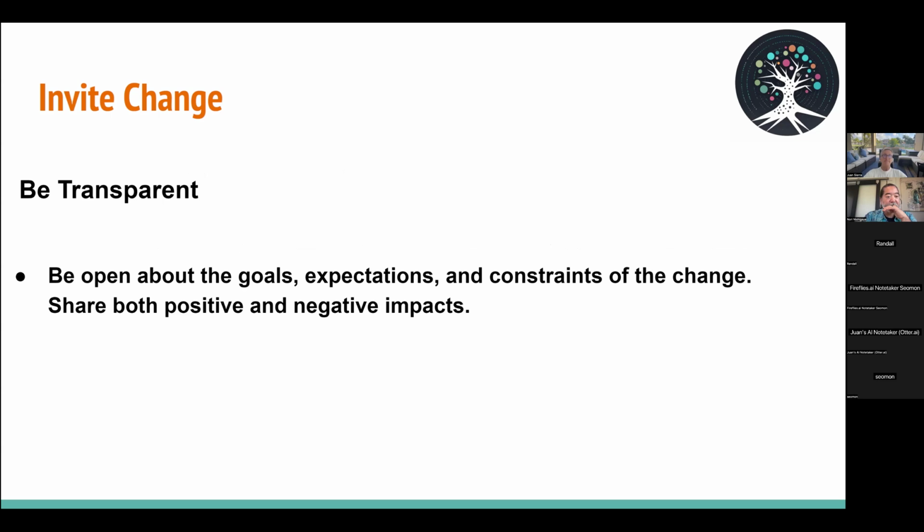Transparency means openly sharing not only the goals and benefits, but also the constraints, risks, and challenges associated with the change. Transparency also includes ongoing communication throughout the whole process, ensuring stakeholders are kept informed and feel included. Transparency strengthens trust and helps prevent the spread of misinformation. It encourages open dialogue and creates a feedback loop where concerns can be addressed before they escalate into major issues.